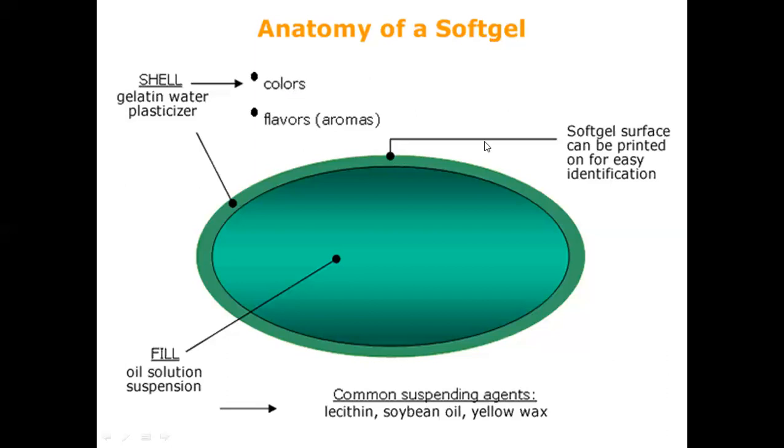On the outside, the soft gel surface can be printed for easy identification of the capsules. The inside of the soft gel capsule is called the fill, generally an oil solution or suspension. We use very common suspending agents such as lecithin, soybean oil, yellow wax, etc.